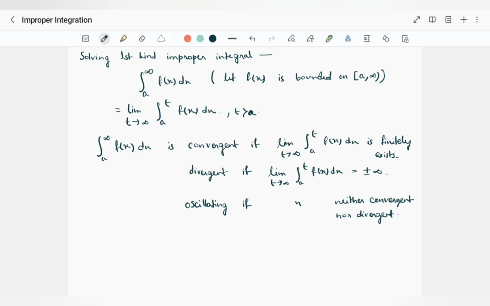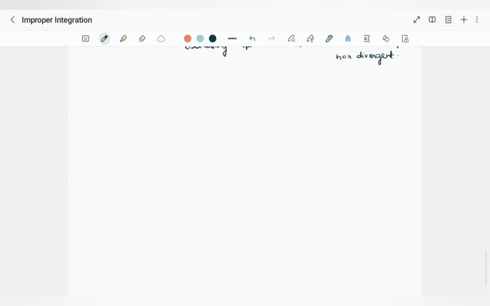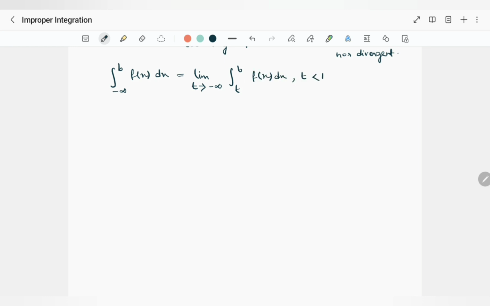Now similarly, if the interval is like integration minus infinity to b f(x) dx, then we can write this as limit t tends to minus infinity integration t to b f(x) dx, and for this t is less than b. Okay.